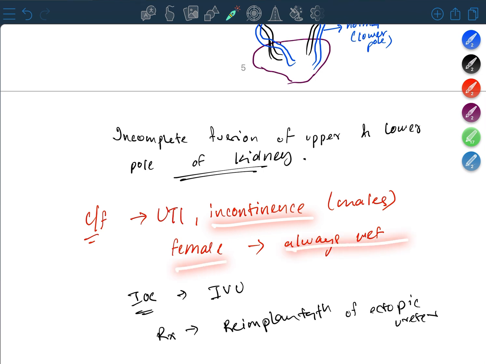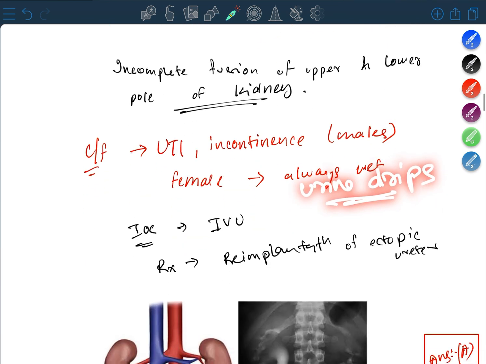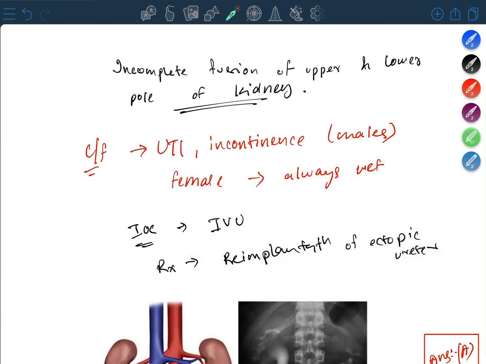Females are always wet. This is very important. When a mother brings her daughter, they say that she is always wet. Why? Because she is not able to control her urine outflow. The normal lower pole is controllable, but the ureter coming from the upper pole is not controllable. So the urine always drips, and the child is always wet. Investigation of choice: IVU, intravenous urogram. Treatment: reimplantation of the ectopic ureter. The ectopic ureter from the upper pole is reimplanted.